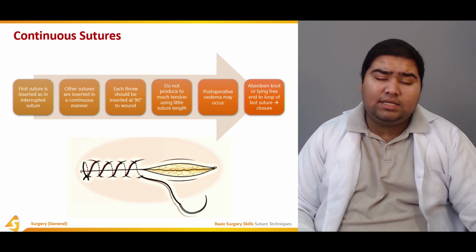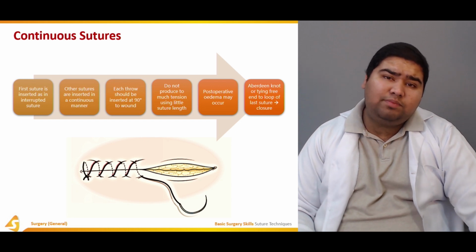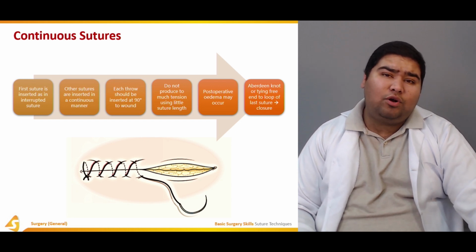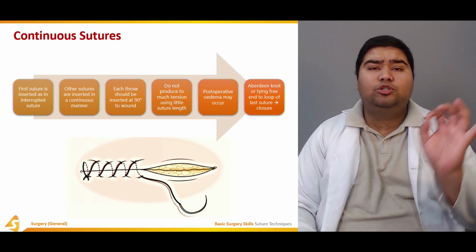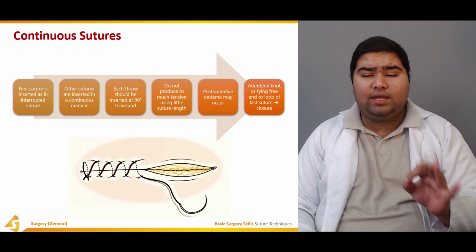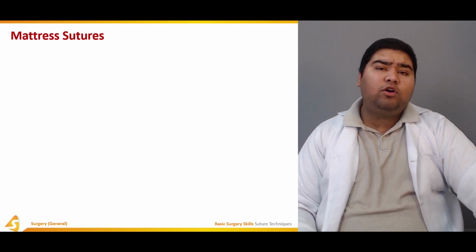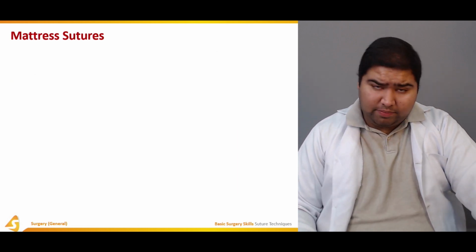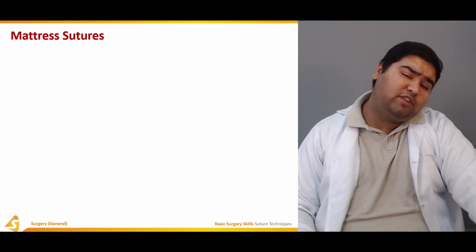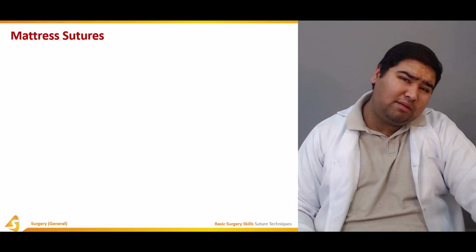An Aberdeen knot is a specific type of knot that helps to hold this continuous suture. You should learn the Aberdeen knot from various tutorials available online. So now moving on to the mattress sutures. We've talked about it. There are two types of sutures, the vertical mattress and the horizontal mattress.